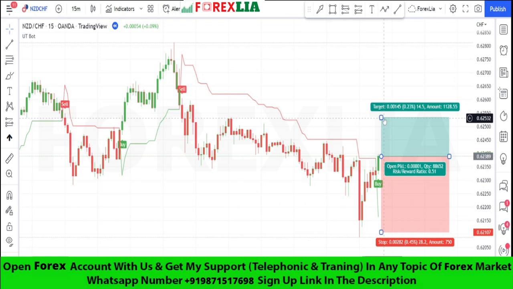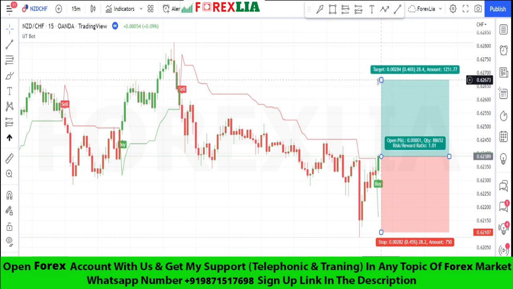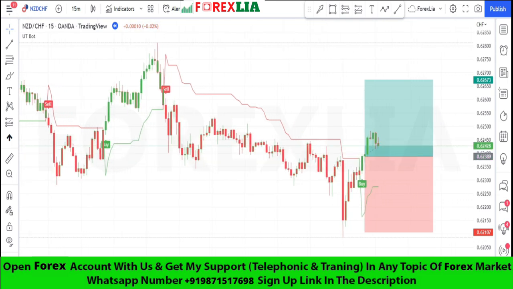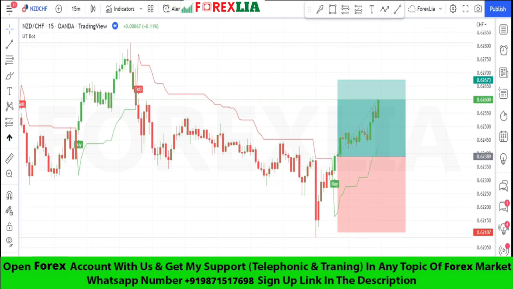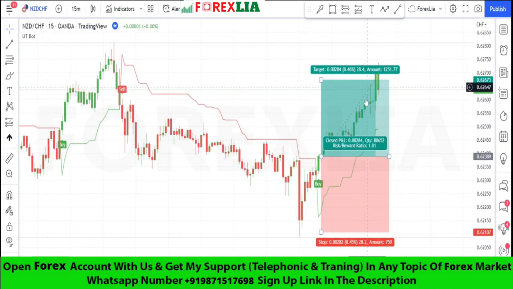Set stop loss previous low point. Set profit target 1:1. We won this trade.